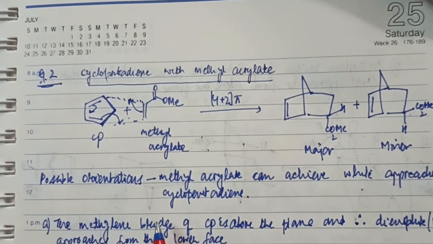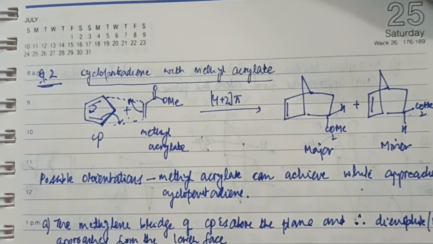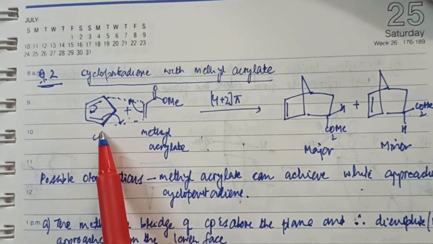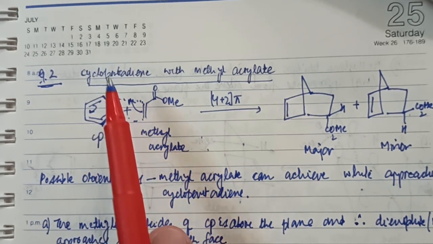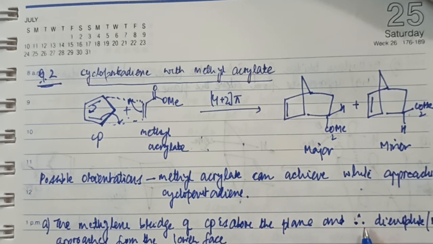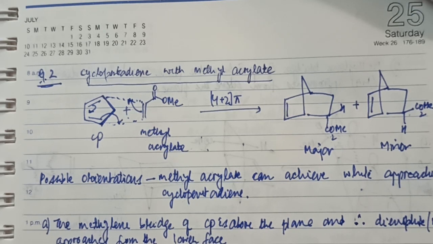this bridge of the cyclopentadiene, is above the plane of the ring. In this cyclopentadiene ring, all 4 carbon atoms will be in plane. This methylene bridge can be either above the plane or below the plane. If the methylene bridge of the cyclopentadiene is above the plane, then the dienophile, that is methyl acrylate, can approach the diene only from the lower face.